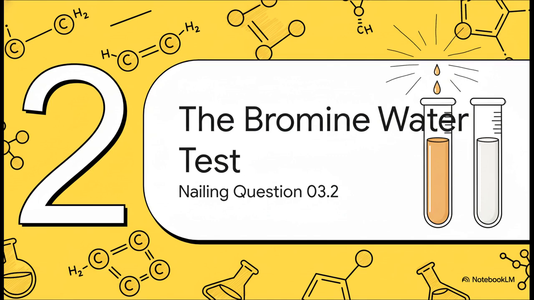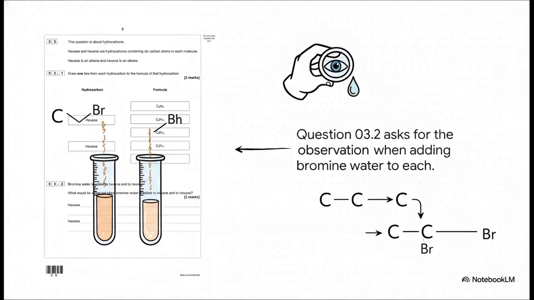All right, let's keep the momentum going. The next part of the question builds directly on what we just did, that key difference between alkanes and alkenes. So question 3.2 is all about what you'd actually see happening. It's a classic test with bromine water, and it's basically the go-to method for telling apart saturated hydrocarbons, our alkanes, from the unsaturated ones, the alkenes.